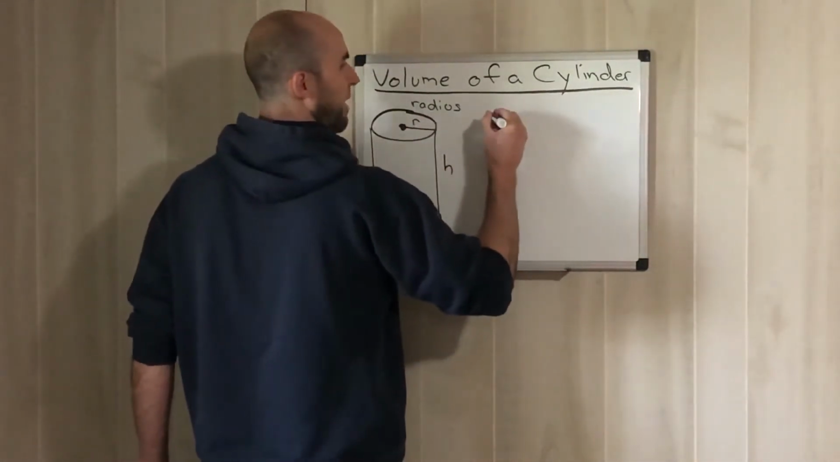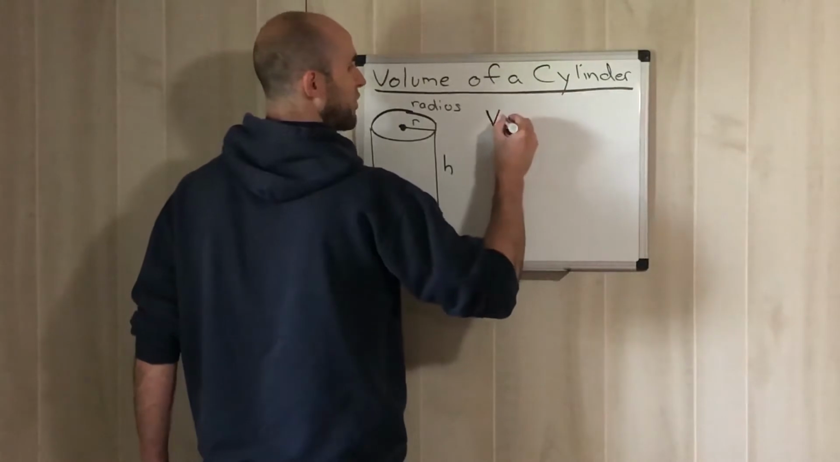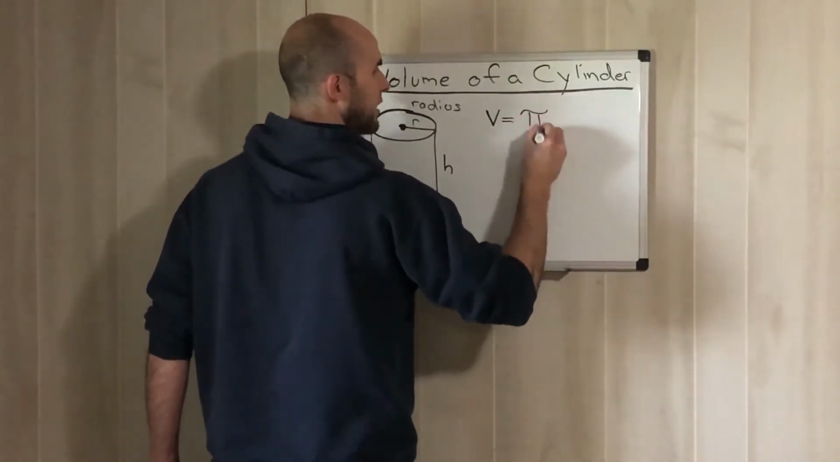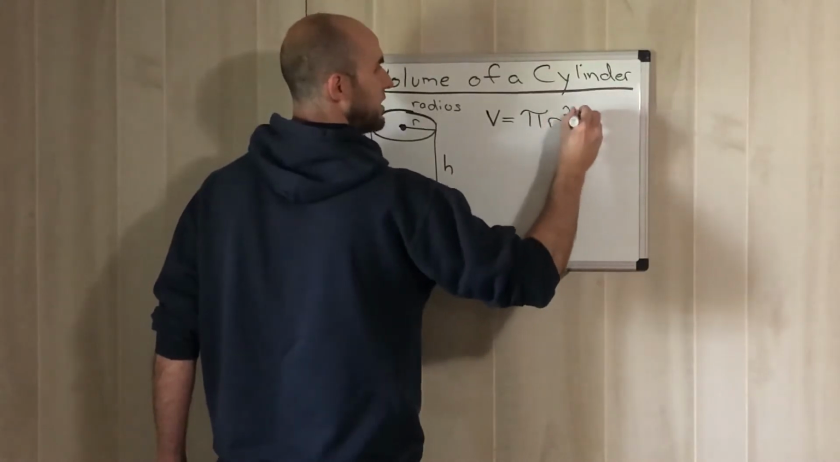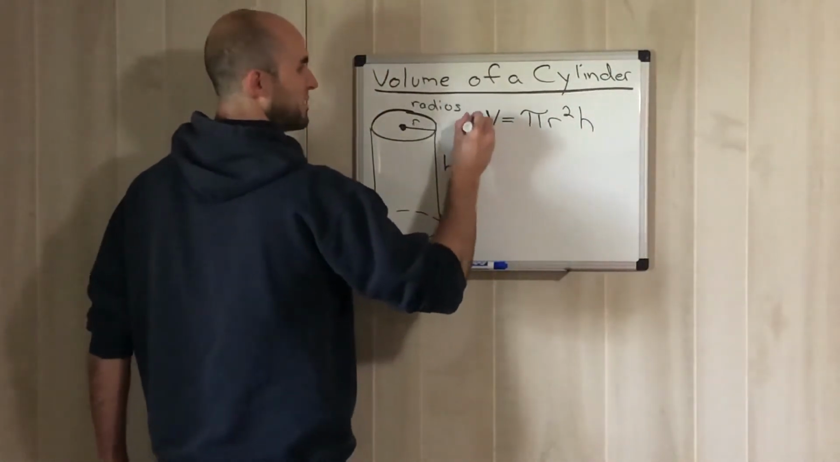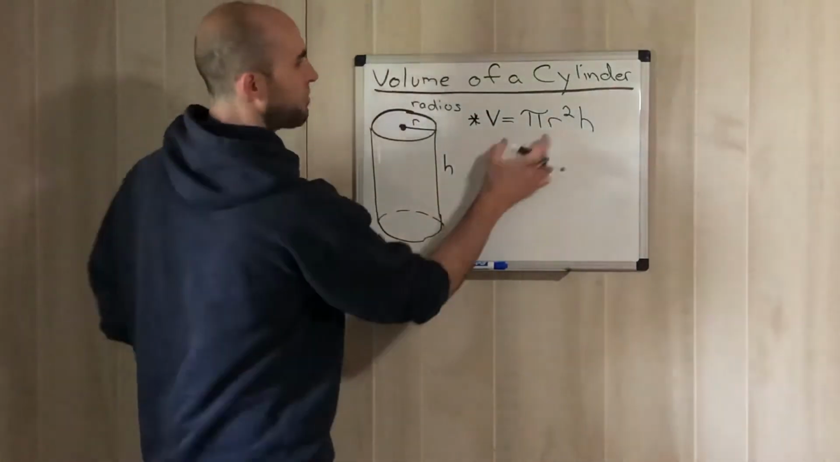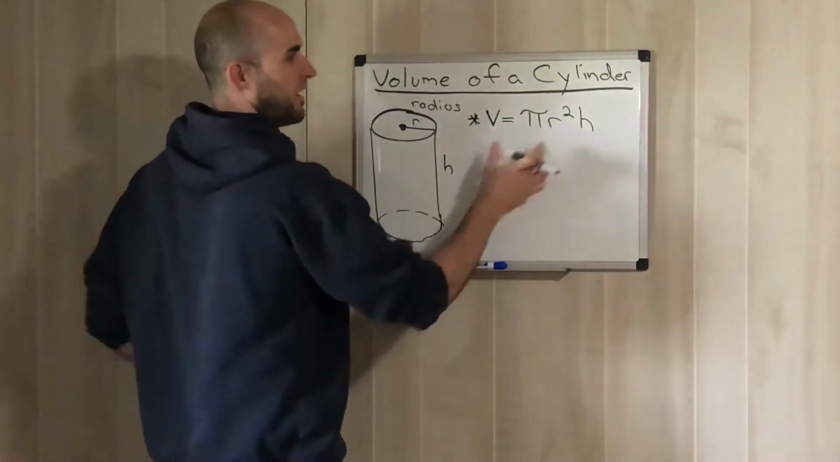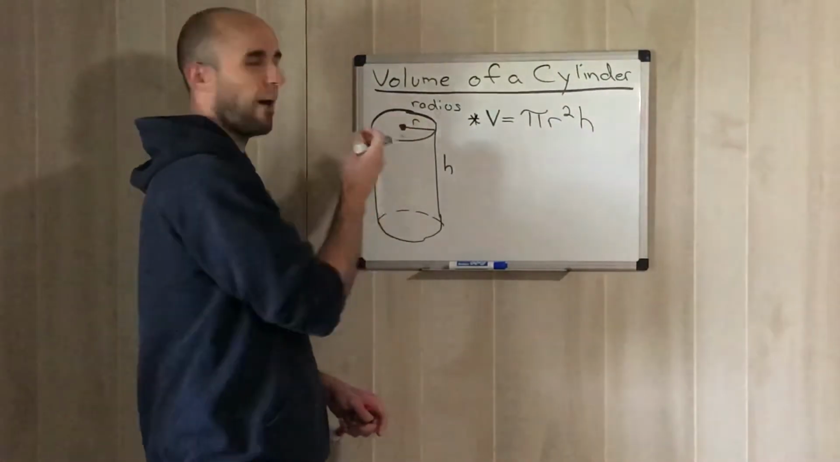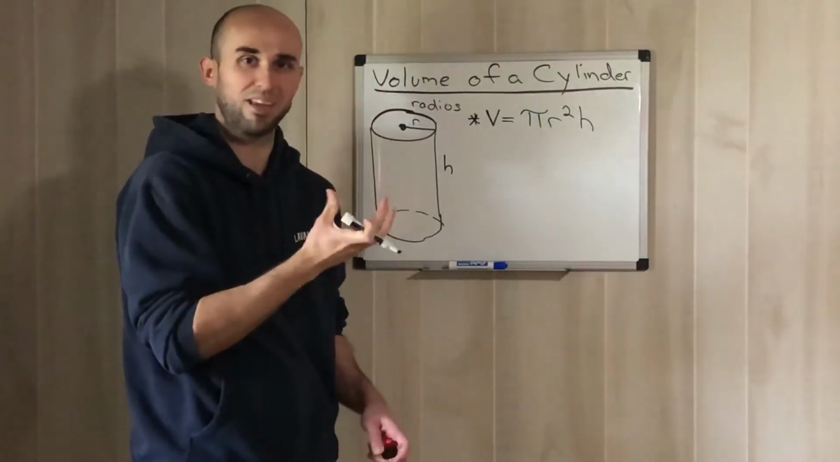And since we're talking about volume, we know that the formula for volume of a cylinder is always going to be pi r squared times h. And where that formula is coming from is this part right there, the pi r squared. That represents the area of one circle. Basically, if you had a circle, how much area is in it? Because we're talking about the inside.